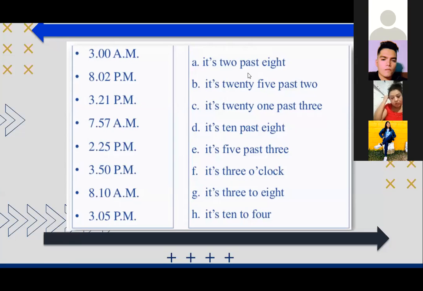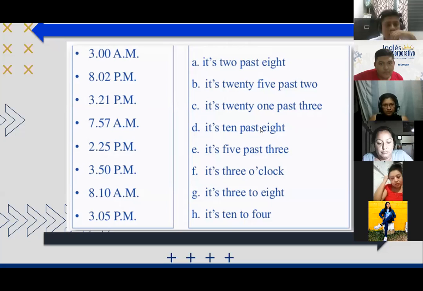Super. Now, match, please. Le recomiendo solo escribirla. Bueno, si ustedes quieren escribirlo todo, it's up to you, es su decisión. Pero yo le recomiendo solo escribir la hora en números y el literal. Please, match the combinations. Combine them. Please, relacionen las combinaciones.